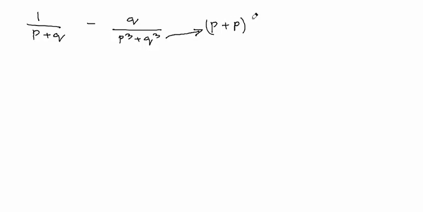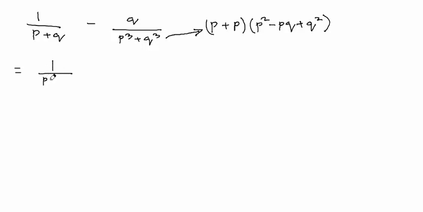Let's do another example. 1 over p plus q minus q over p cubed plus q cubed. The idea is to factorize the denominators as much as you can in order to find their LCM. Now p plus q cannot be factorized, but we can of course factorize p cubed plus q cubed and rewrite that as p plus q times p square minus pq plus q square. That's exactly what we are going to do in the next step.